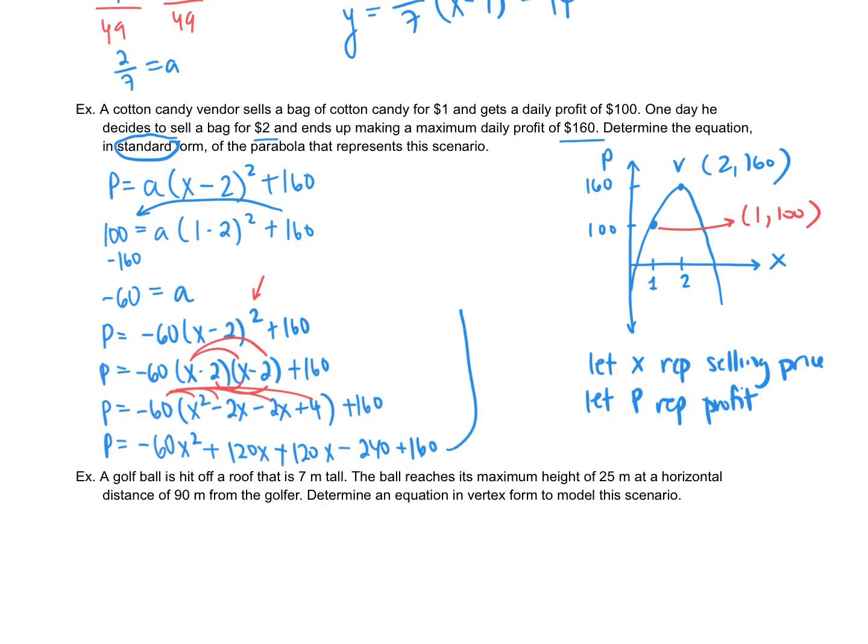And now, just for space, I'm going to head up here. The profit is negative 60x squared plus 240x, and then minus 80. And there is my standard form equation. And now, actually, with my standard form, I know that the y-intercept is at negative 80, so if they sold their cotton candy for $0, they're losing 80 bucks there.